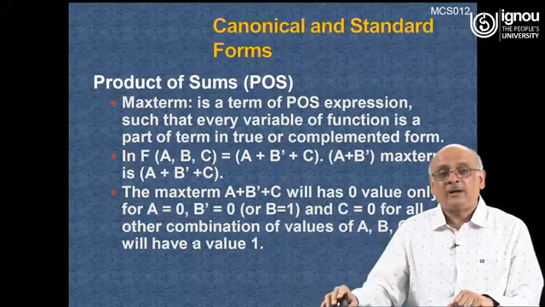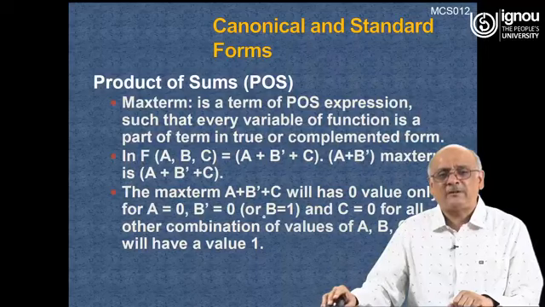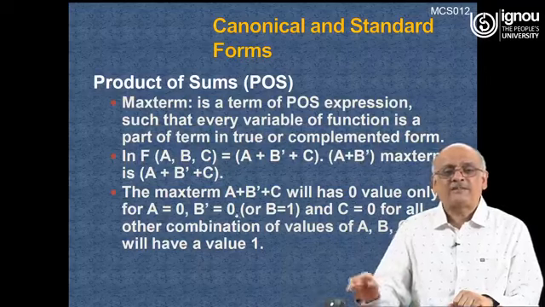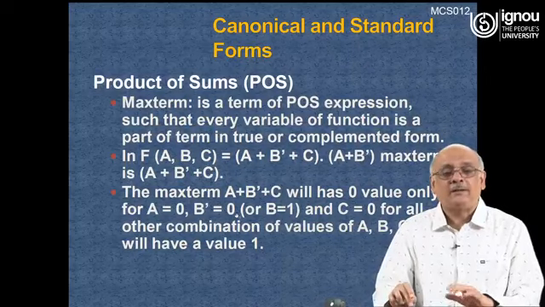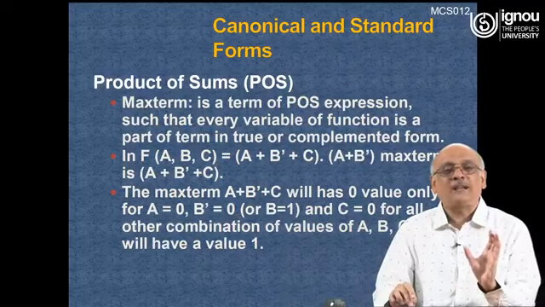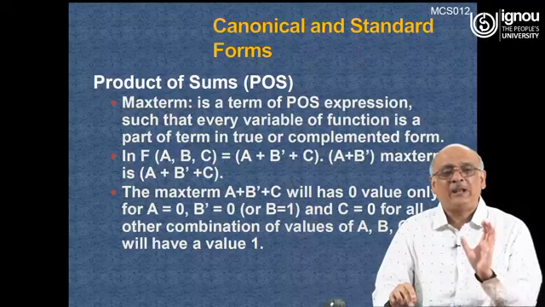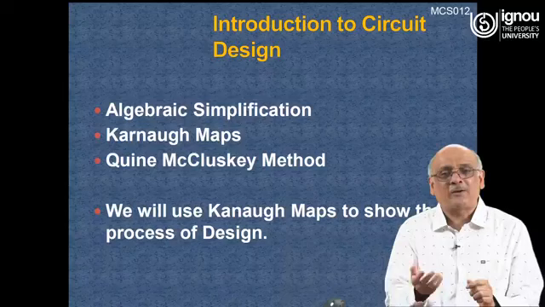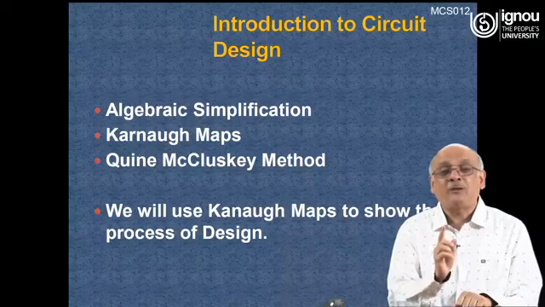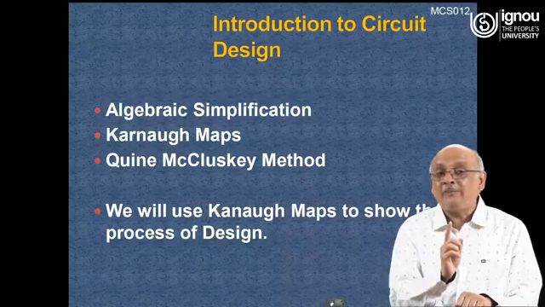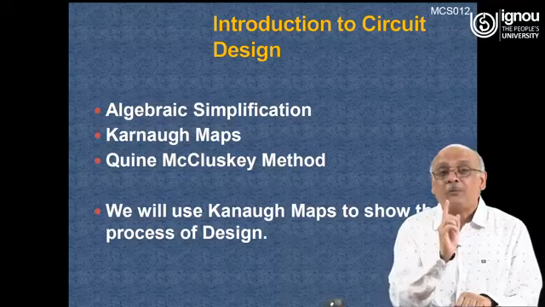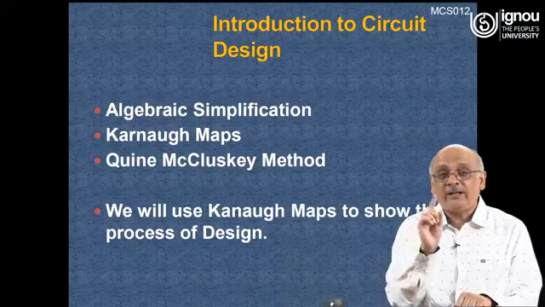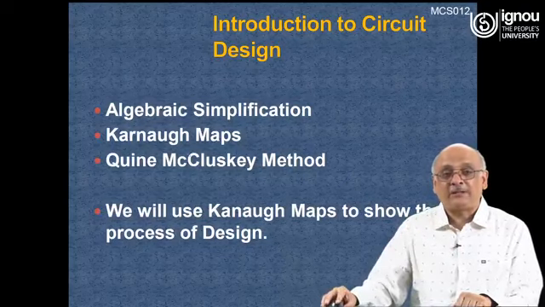Okay. Now the combination, once again what we see over here, when A equals 0, B dash equals 0, that means B equals 1, and C equals 0, this max term will have a value 1. That's all. So these are the two terms which you will find in all textbooks. But what is their importance? What I told you about min terms was very important: one min term is equivalent to one entry in a truth table. So we'll see that particular thing.